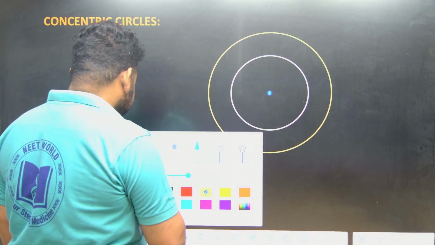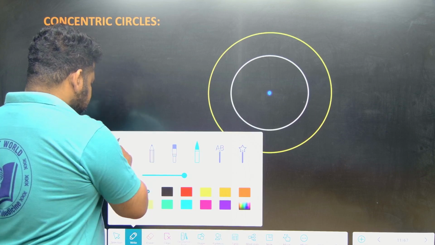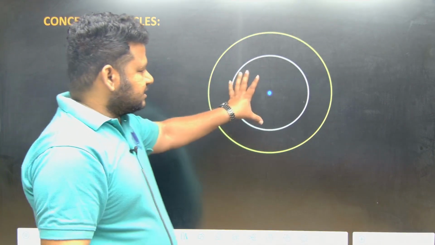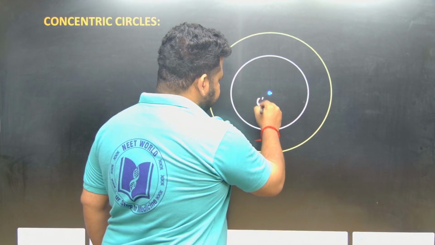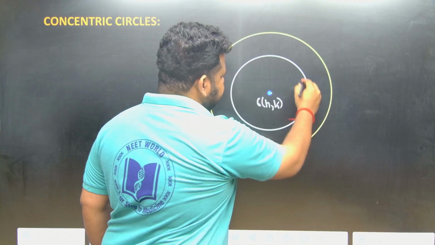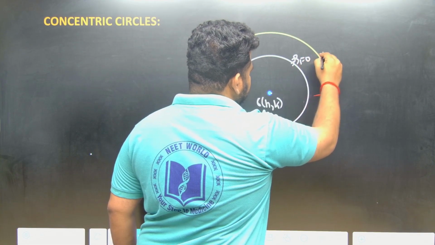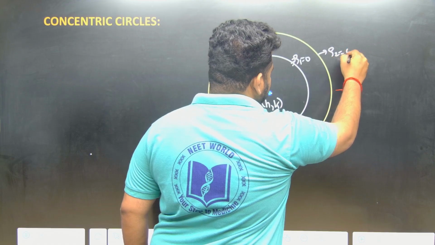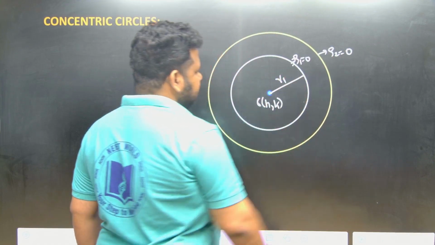Now, what are concentric circles? If you talk about concentric circles, see here a circle is given, and let us take the center to be h comma k. I am talking about the first circle, let this circle be S1 equal to 0, and let the second circle be S2 equal to 0. For the first circle, the radius will be, let it be R1.